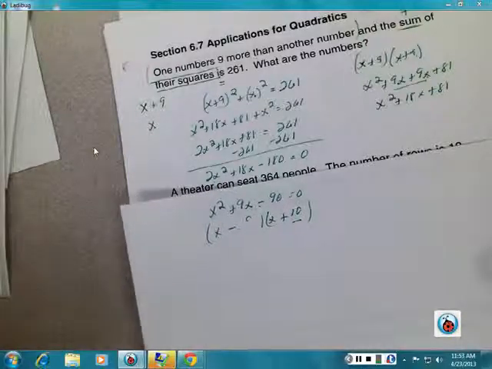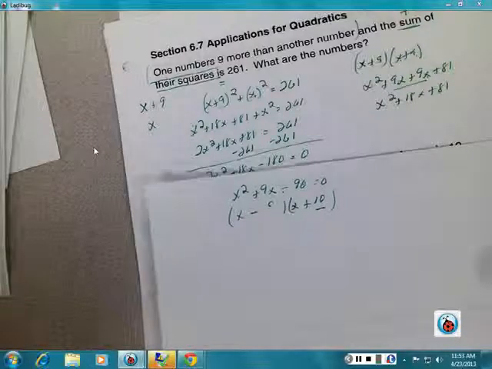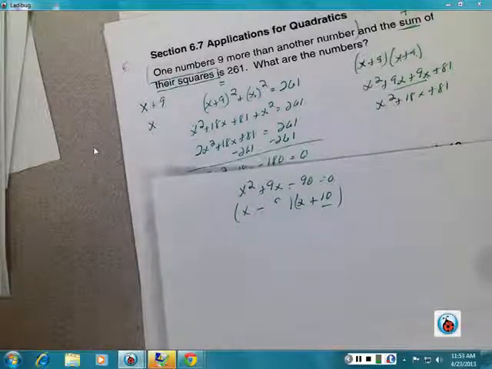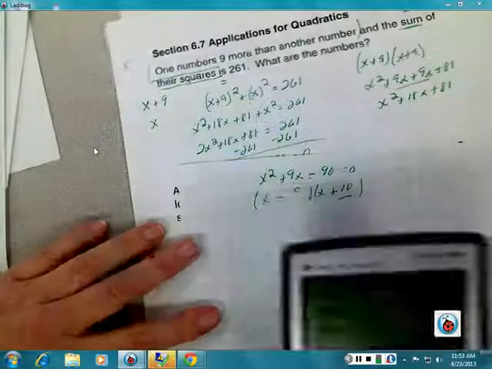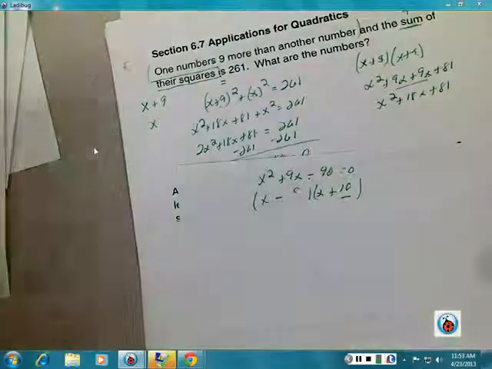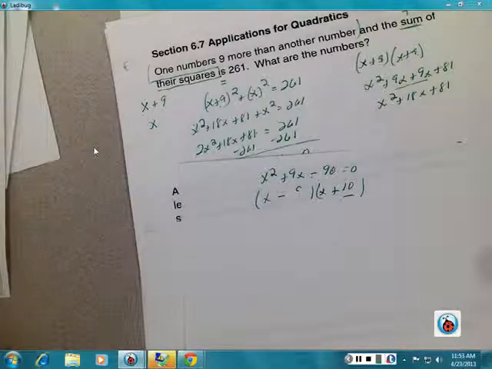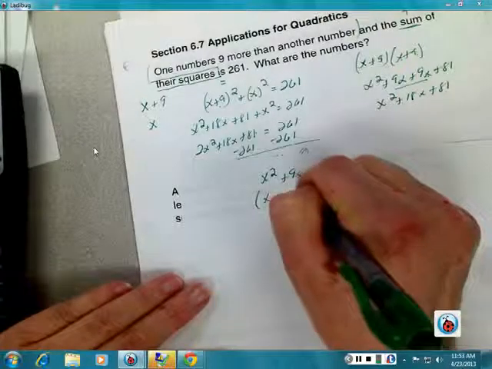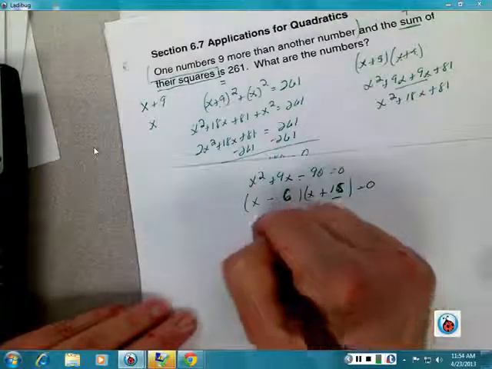So 90 divided by 3 is 30. That's not what I'm going to need. 90 divided by 4 is 22.5. I don't think I can put my calculator on there because it won't pick it up. 90 divided by 5 is 18. I'm getting a little closer. 90 divided by 6 is 15, and that happens to be what I need. So I need 15, and I need 6, because 15 minus 6 is going to give me my 9 in the middle. And so set each of these equal to 0.